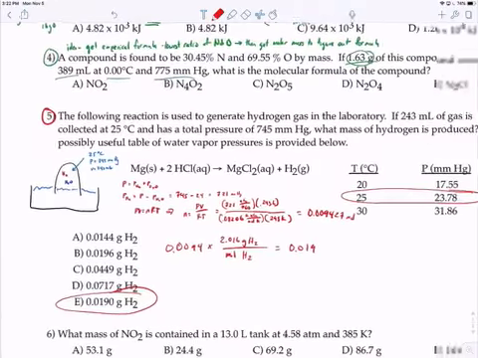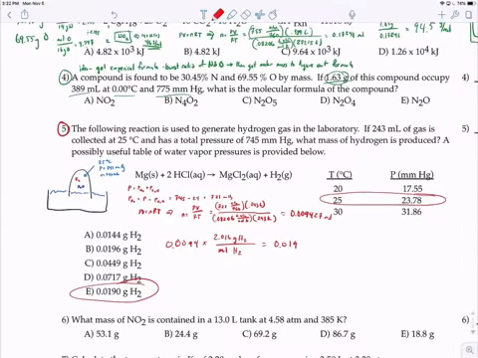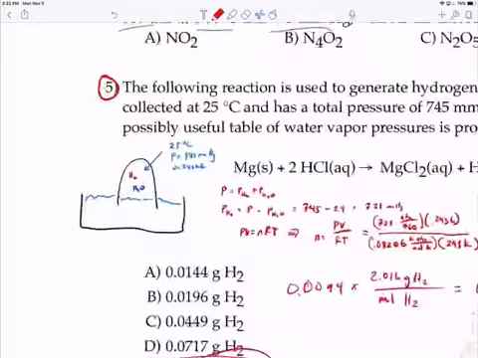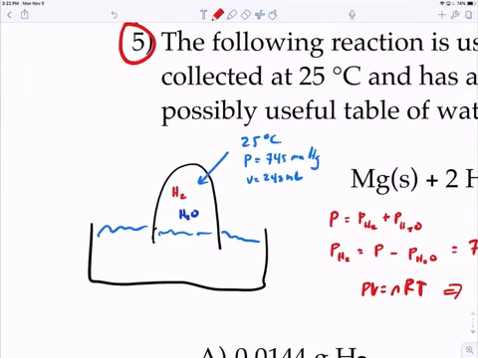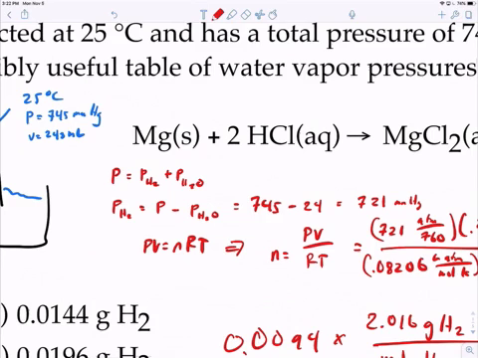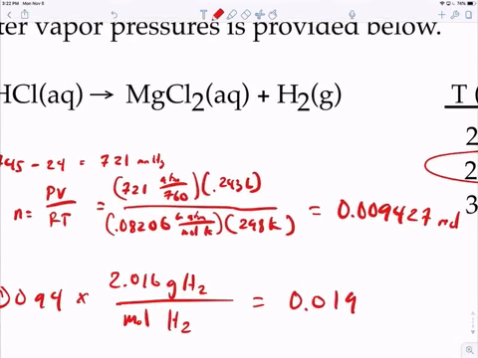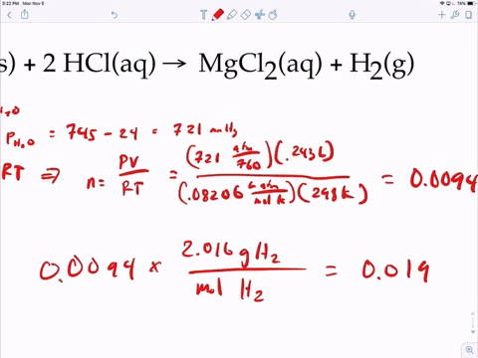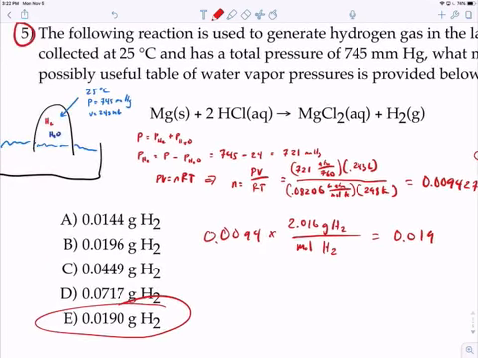So recap for this one. We use magnesium and hydrochloric acid to make magnesium chloride and hydrogen. Hydrogen is what we're interested in. We collect a bubble of hydrogen that has a volume of 243 milliliters, 25 degrees Celsius, and total pressure of 745 millimeters of mercury. We subtract the vapor pressure of water given in the chart to get the pressure of hydrogen to be 721 millimeters of mercury. Use the ideal gas law, solve for the moles, multiply by the molecular weight to get the grams, as such. Questions on how to do this one?